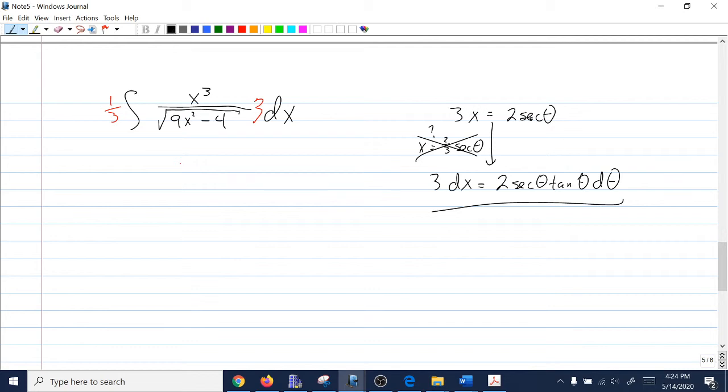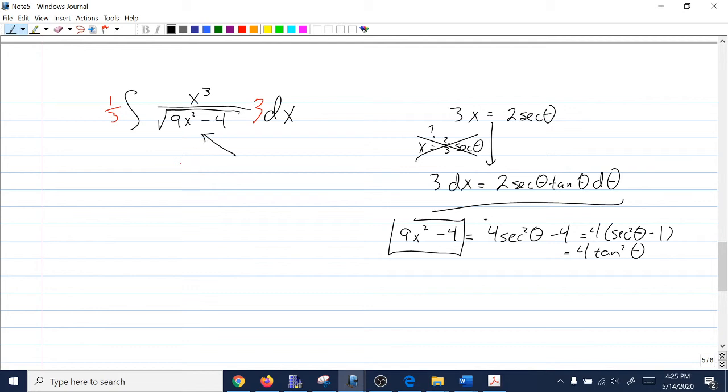If 3x is 2 secant theta, then 9x squared minus 4 is that squared minus 4. 4 secant squared theta minus 4. That's 4 secant squared theta minus 1. That's 4 tangent squared theta. The thing inside the square root becomes 4 tangent squared theta. You can do all of this inside the square root, but it's gross, and you don't want to have to write the integral 4 times to do this little computation. So I usually do this off to the side.